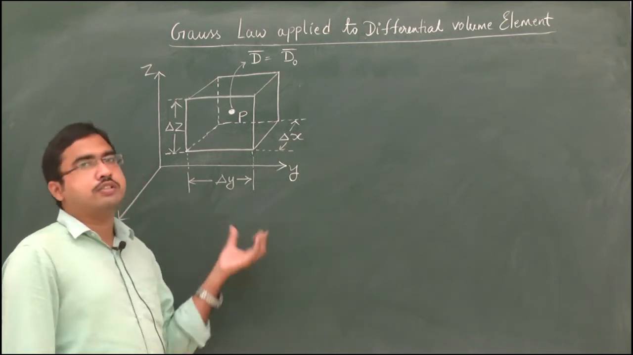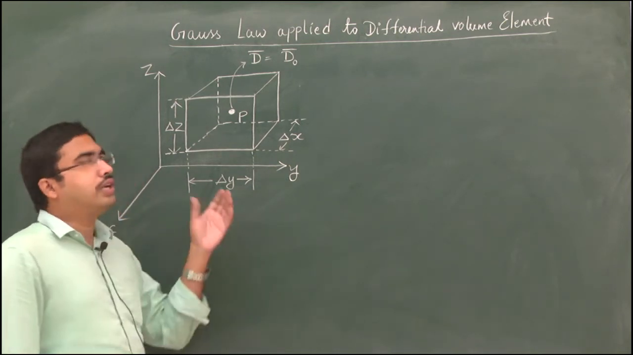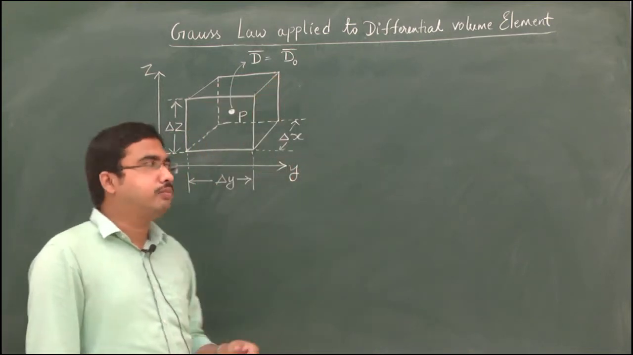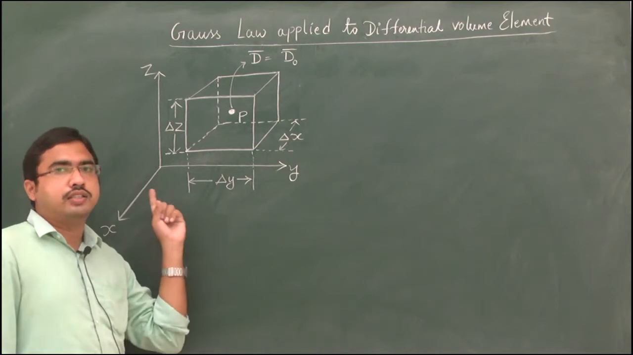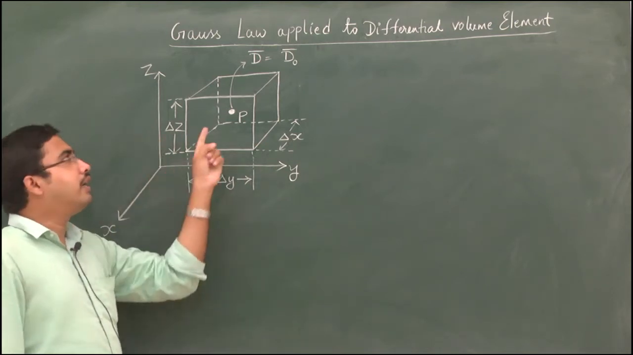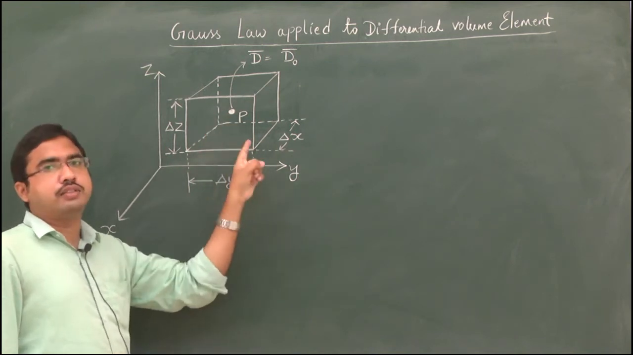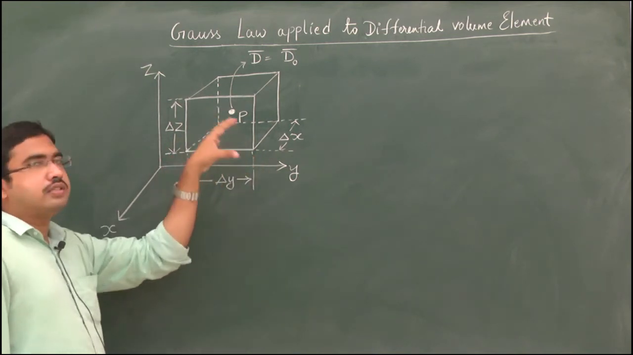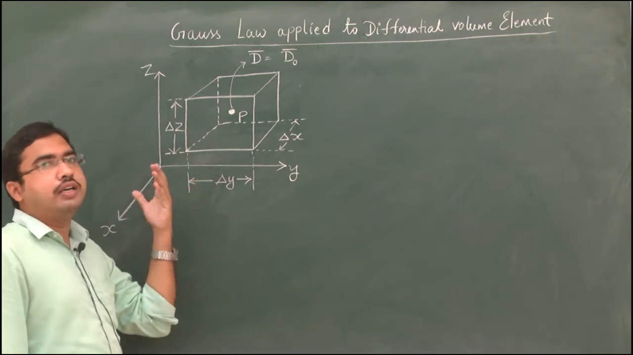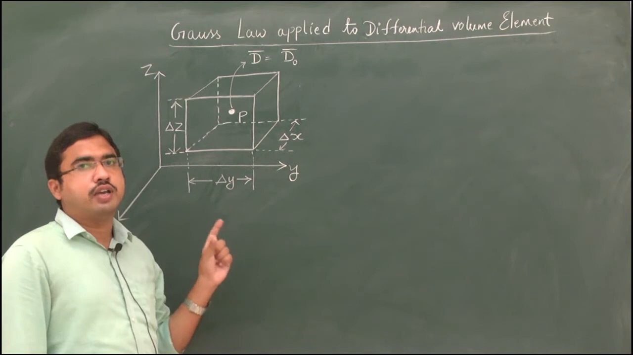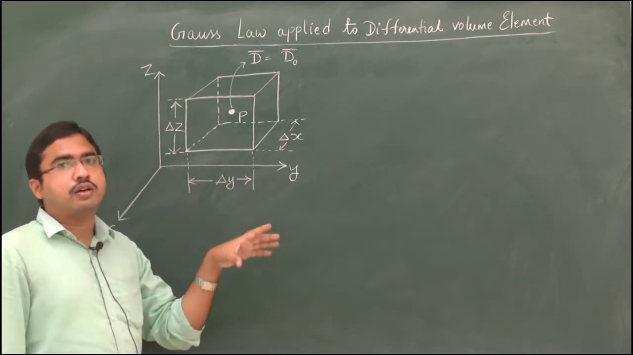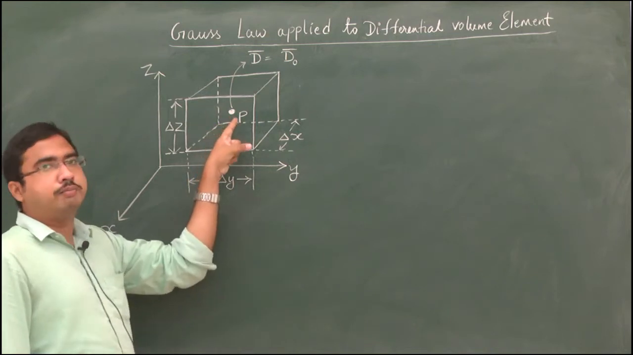For that, let us see a small derivation where we are going to apply Gauss law to a small differential volume element. That means if we consider Cartesian coordinate system, x, y, z, and if I consider a point P in that system, wherever we are considering that surface is called as Gaussian surface, because we already defined that the surface on which we are applying the Gauss law is called as Gaussian surface. In that Gaussian surface I am considering a point P.